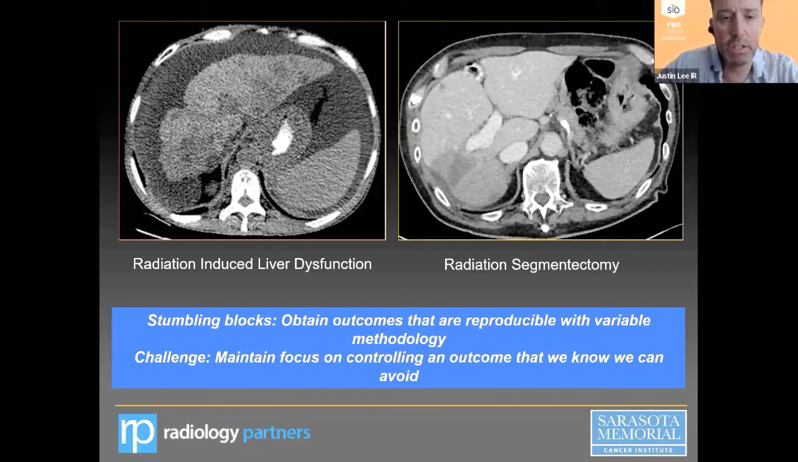I think the challenge that we have is that we really need to maintain a focus on controlling the outcomes that we know we can get, which is toxicity. So up on the top left, I've got a patient with radiation-induced liver dysfunction with the sequelae of a shrunken liver and ascites. And then what I have on the right is one of my patients, which is really RALD in a controlled manner. So this is a radiation segmentectomy. Obviously, one is something that we want to get, the other is something that we don't want to get. And we do know that we can avoid that outcome when we do good practices.